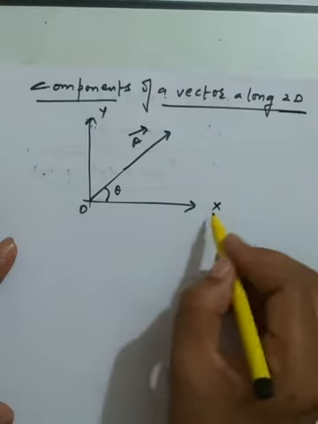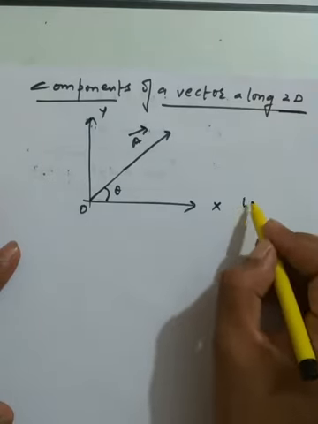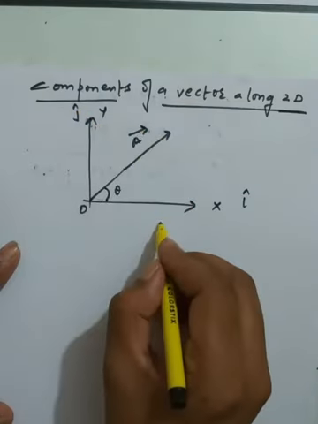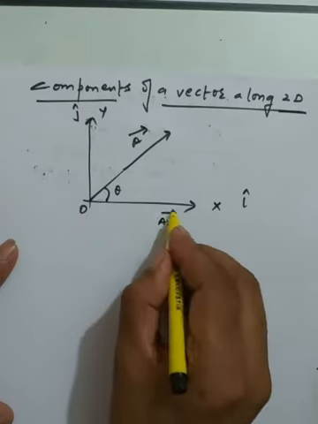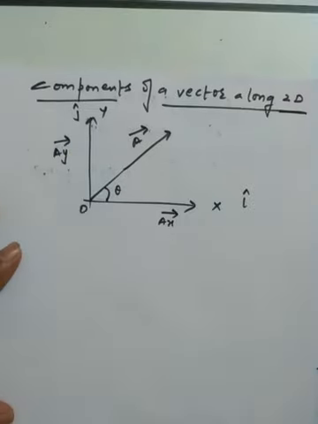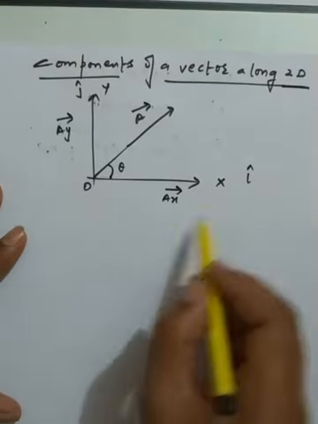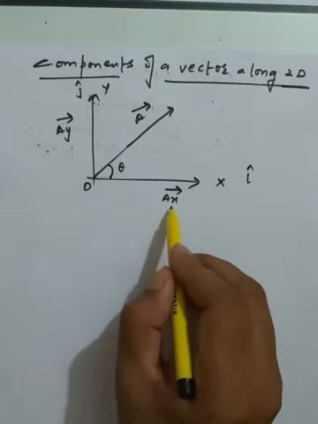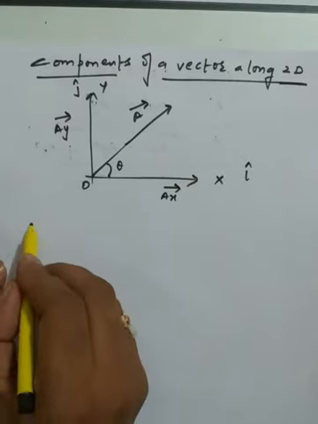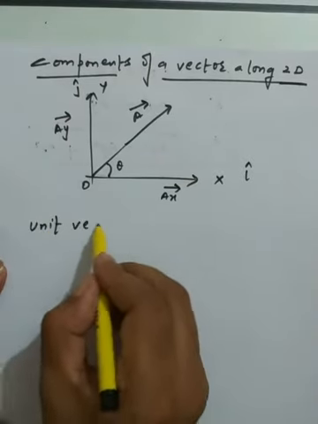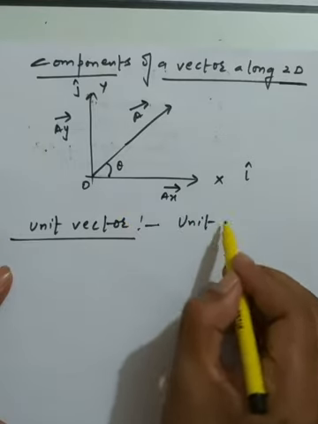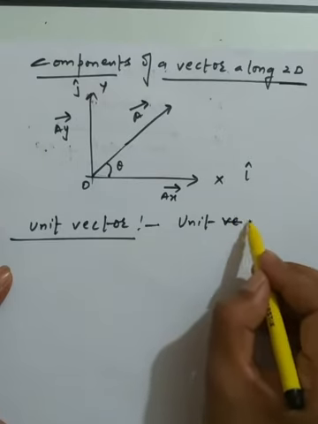The vector a has the angle theta with the x axis. Along the direction of x we have the unit vector called i cap, and along y we have the unit vector called j cap. Here I am representing the ax vector along the direction of x, and along the direction of y the ay vector. We have already discussed the unit vector, which is a vector having unit magnitude.